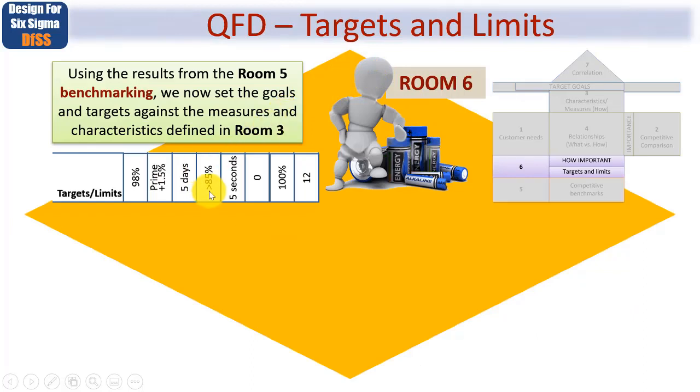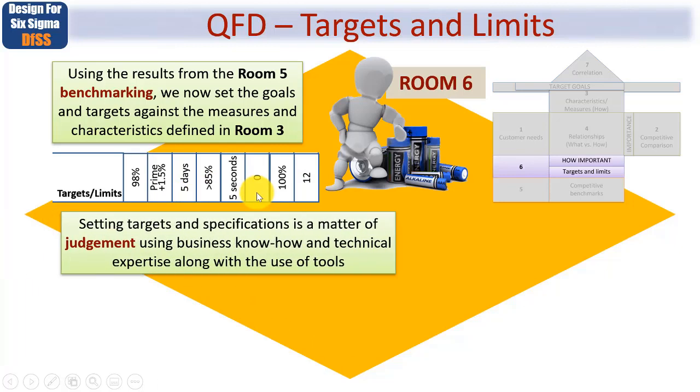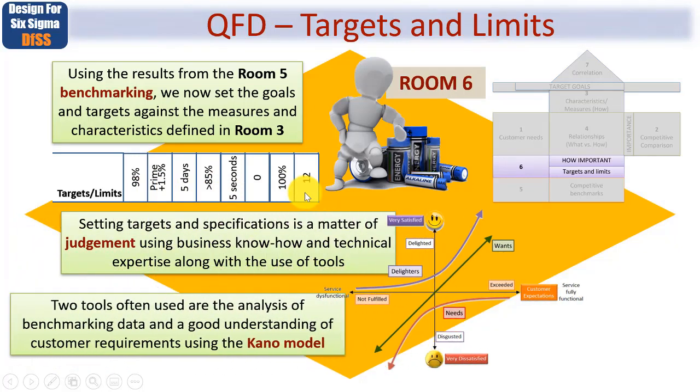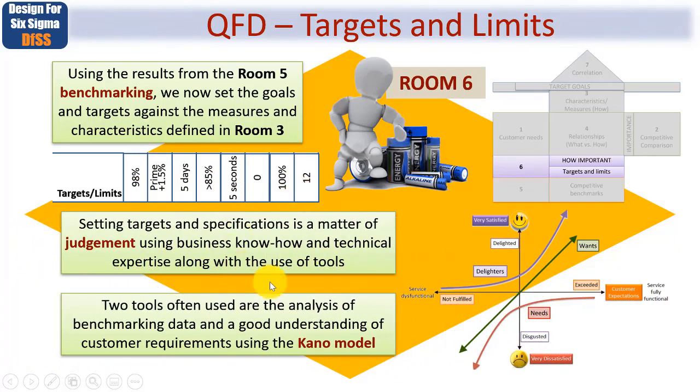Here we've got these targets, each correlating with a different customer need and the measurements we've chosen for them. So how did we come up with these targets and limits? I've used a range here, some in percentage, others in actual numbers. And frankly, it's a matter of good judgment. Setting these targets and specifications really is down to using business know-how and technical expertise of folks along with the use of tools. So there's no absolutes here. This is merely an example of some targets and limits. And something I mentioned in a much earlier module is the Kano Model. There are two tools used, one of which is the Kano Model, and it's used in the analysis of benchmarking data and to gain a good understanding of customer requirements.